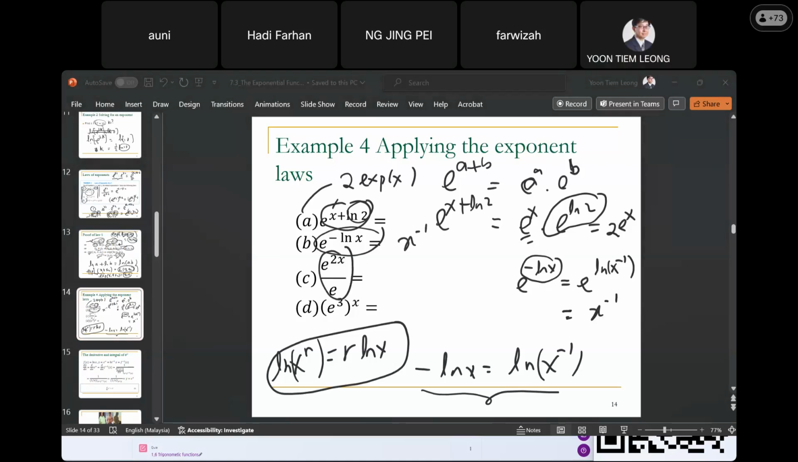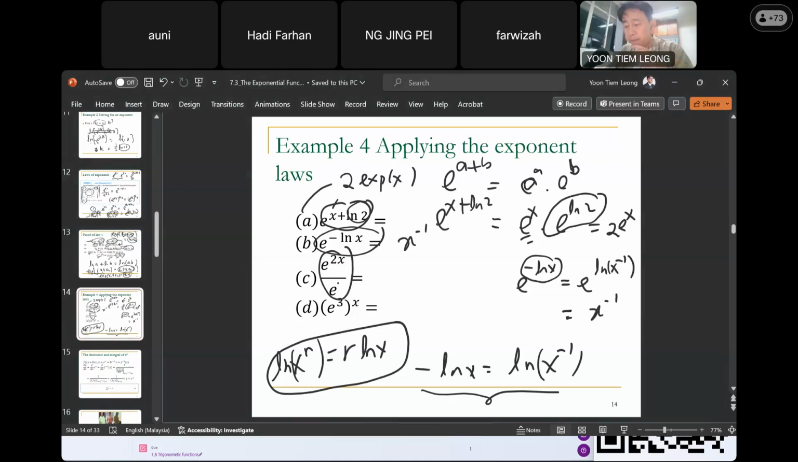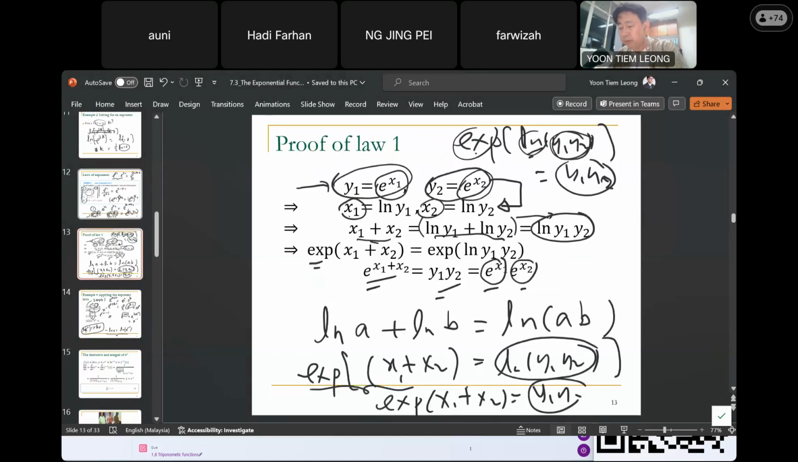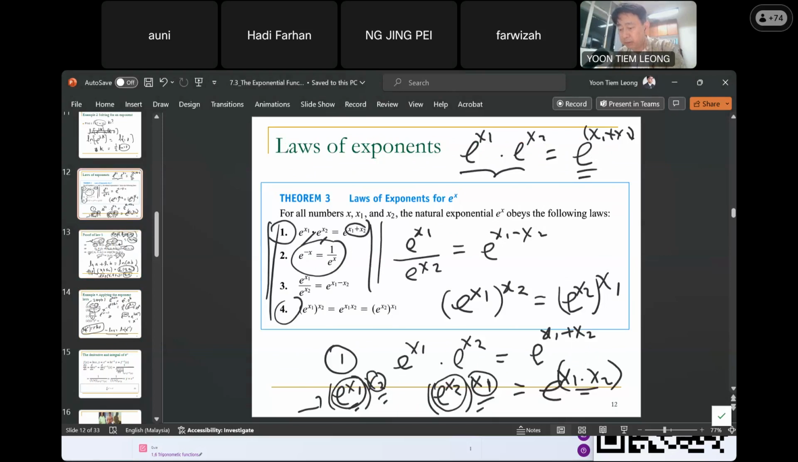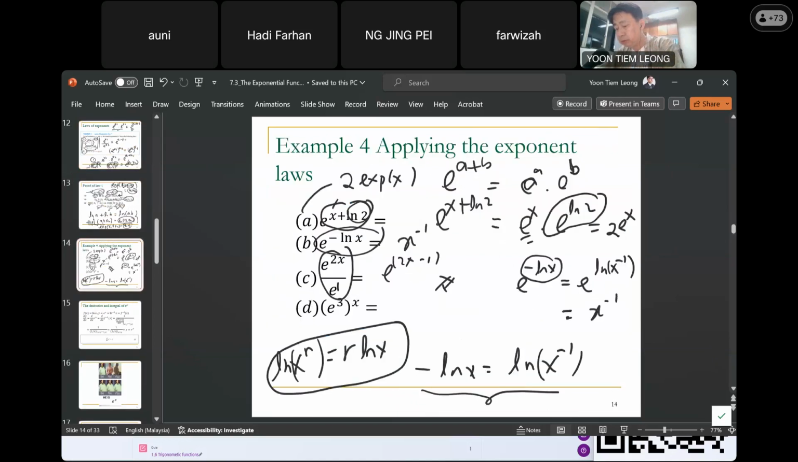And this one is e to the power of 2x divided by e to the power of 1. So here we can write this as e to the power of 2x minus 1. So that is the solution based on the law. I think specifically based on this law, e to the power of x1 over e to the power of x2 is just e to the power of the difference of x1 and x2. So here we have done part C of the question.